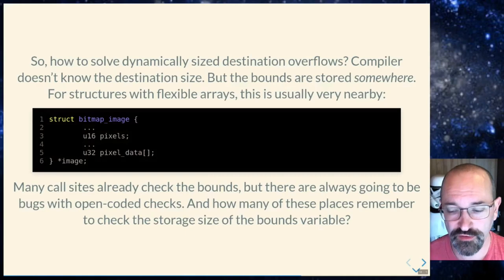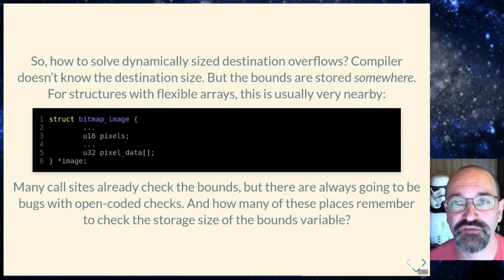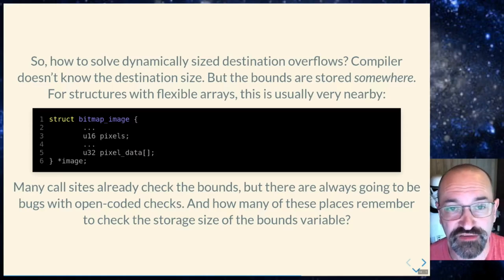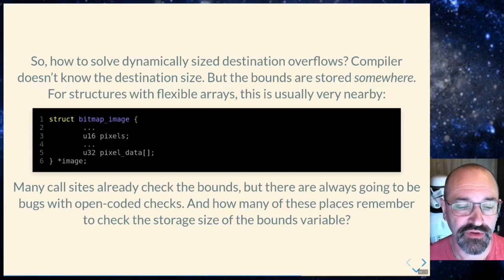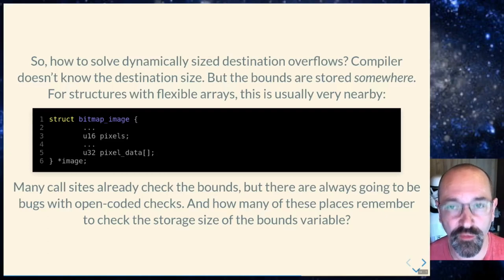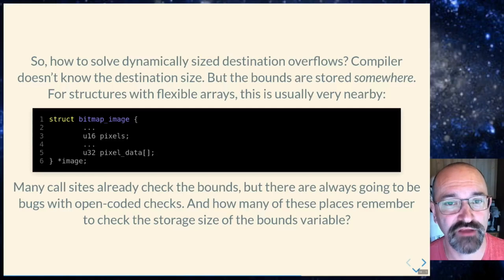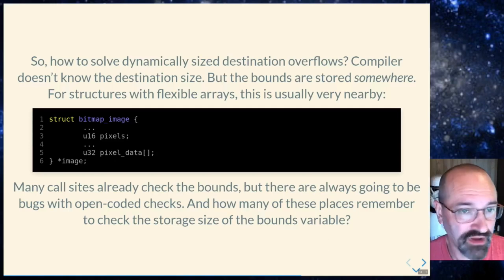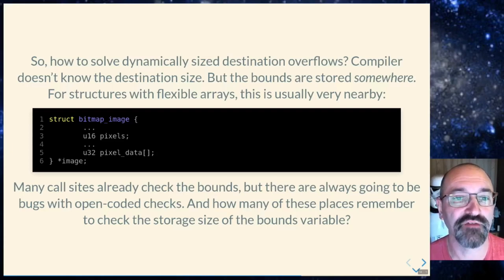So the question remains, how do we solve the dynamically sized destination overflows? The compiler doesn't know the destination size automatically, so everything has to be open-coded. But what's important to realize is that almost always, the bounds are being stored somewhere, and most often, they are part of the flexible array structure itself. It's usually nearby. And in my example here, you've got pixel data, your flexible array, and then you've got pixels, the count of how many of those pixel data elements you've got.